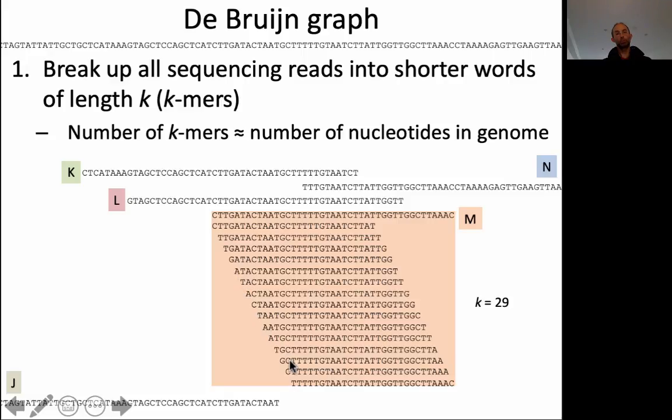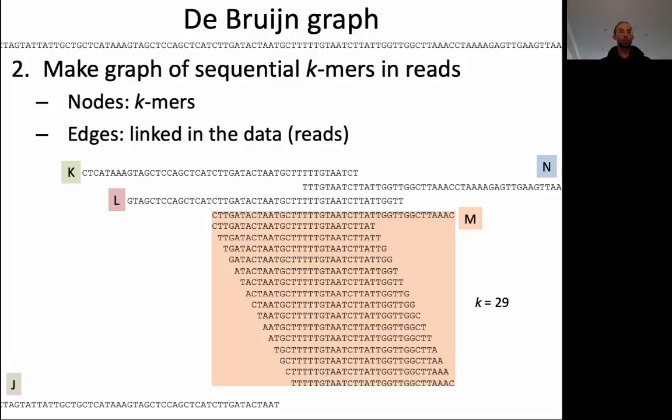And so, for example, for a bacterial genome, we will expect at most a couple of million k-mers that start at every position. So like I said, the nodes in the De Bruijn graph are these k-mers, and then the edges of the graph are actually the data itself. So the reads are represented in the edges of the graph.